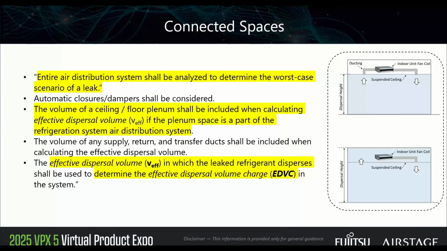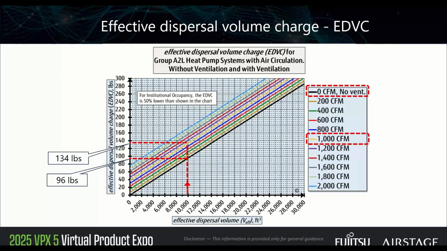On the next slide, we're going to see how we can apply this. We have determined the VEFF, that's the effective dispersal volume. We discussed how you determine the area and the room height. Then we're going to have a volume. In this example, I picked 10,000 cubic feet. On the horizontal axis, I go up to the black line there, then go out to the left. In this case, black is 0 CFM. It's no ventilation in this room. It's air circulation, but no ventilation for dilution. So I go up and hit the black, I go out to the left, and I see 96 pounds. If I don't have ventilation, that room would allow 96 pounds.